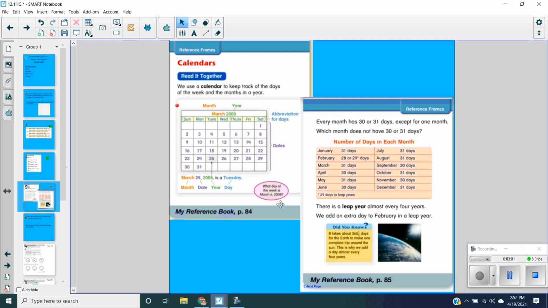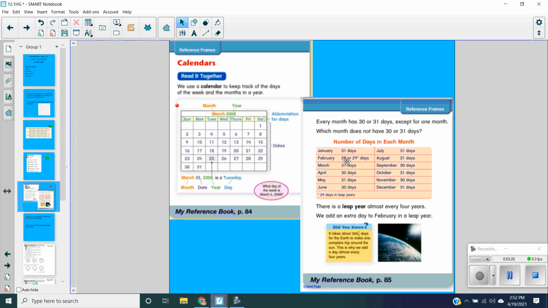What day of the week is March 6th, 2008? If you said Thursday, you are correct. Every month has 30 or 31 days, except for 1 month. Which month does not have 30 or 31 days? If you said February, you are correct.